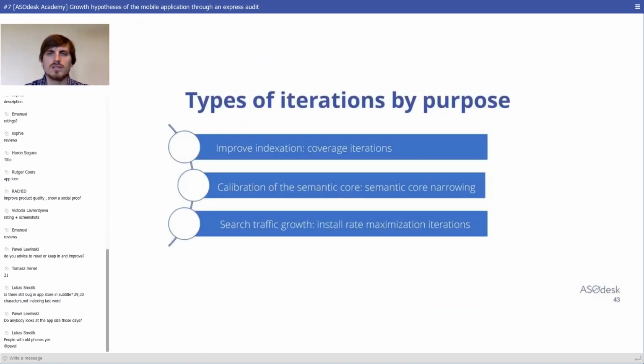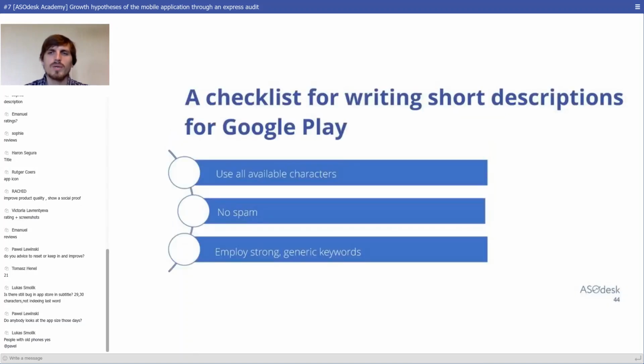So, type of iterations by purpose. You remember, we have coverage iterations, we have semantic core or relevance iterations, and we have install rate maximization iterations. So when we are preparing a short description for Google Play, again, we should check whether we are using all available characters, whether we are not spamming. Using keywords two times is the most we can do for an app, and check whether we are using overly generic keywords.